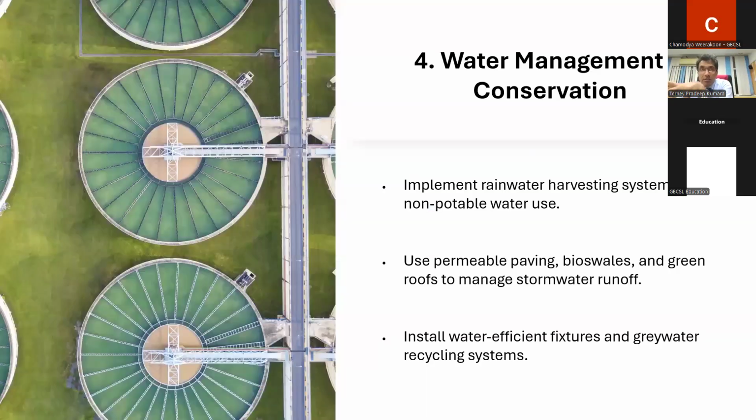And water management, because in coastal areas, in most of the places, water is one of the issues, right? If you are depending on well water, in some areas you can see salt water intrusion. Therefore, even well waters are a bit salty, not totally pure for drinking. Therefore, we have to think about implementing a rainwater harvesting system, or maybe using permeable paving to absorb more and recharge your water tables, right? And green roofs to manage stormwater runoff, and install water efficient and grey water recycling systems.